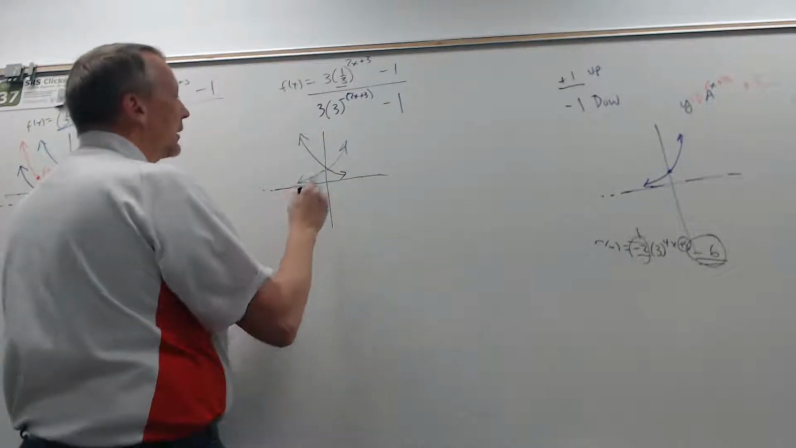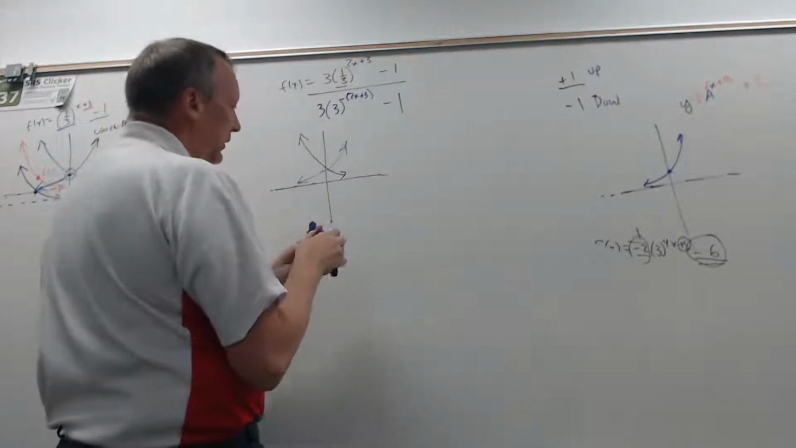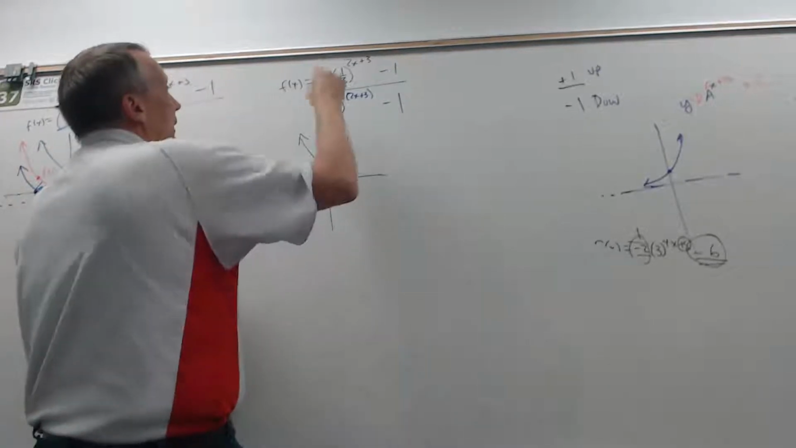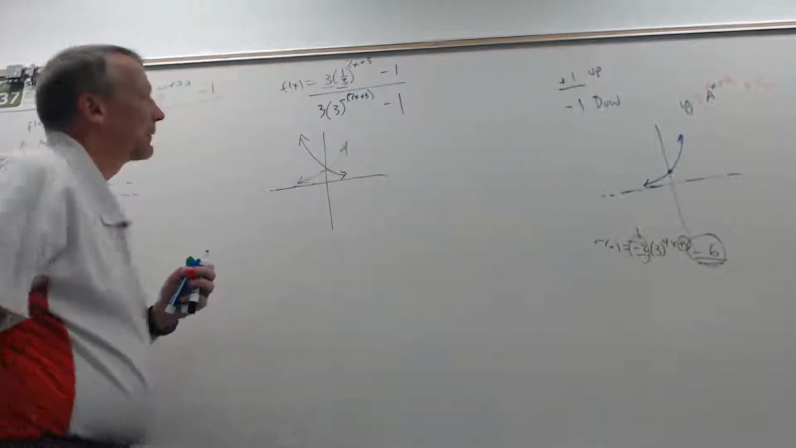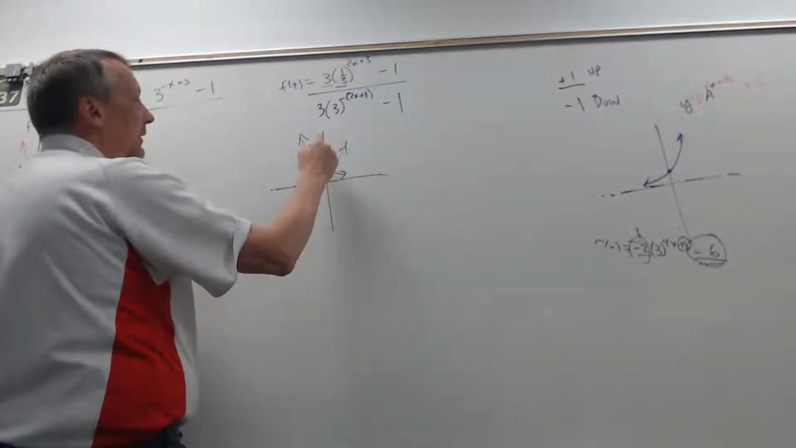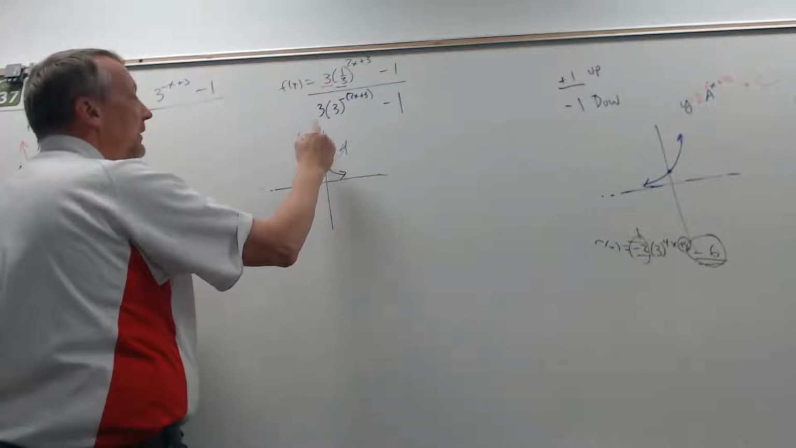So the 1/3 is going to mirror it. Okay? The 3 is going to do what? The 3 in front. This 3 is going to do what? It's gonna change your y value. Instead of being 0, 1, it's going to be 0, 3, right?